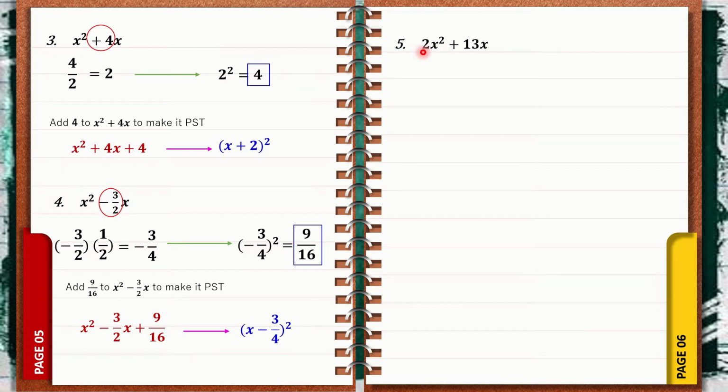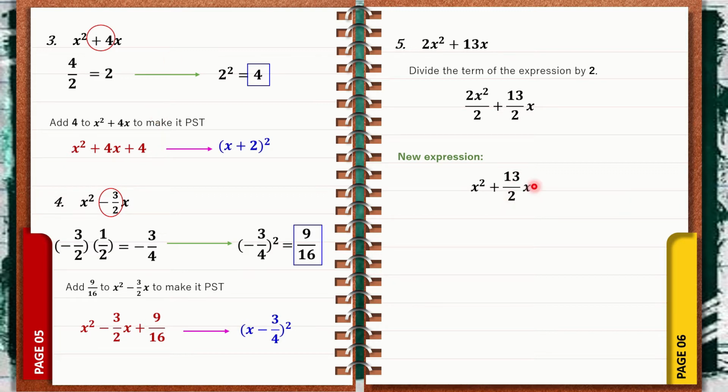So, since our x squared here has a numerical coefficient, we need to divide the terms of the expression by 2. So, we will get 2x squared over 2 plus 13 over 2x. So, this time, this will be our new expression: x squared plus 13 over 2x.